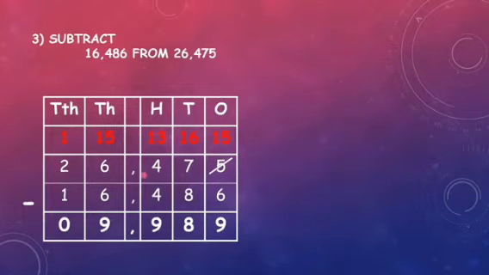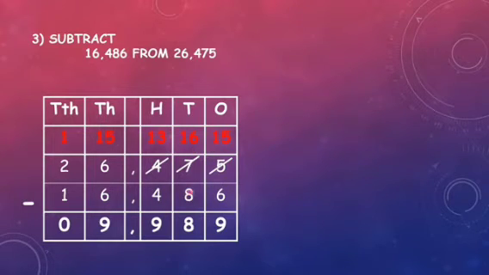Now since 5 is less than 6, I have borrowed 1 from the previous place value and it becomes 15. 15 minus 6 is 9. Now 7 becomes 6 after 1 is borrowed from that place.